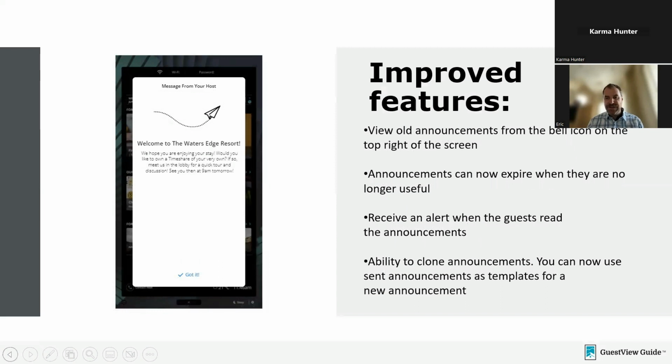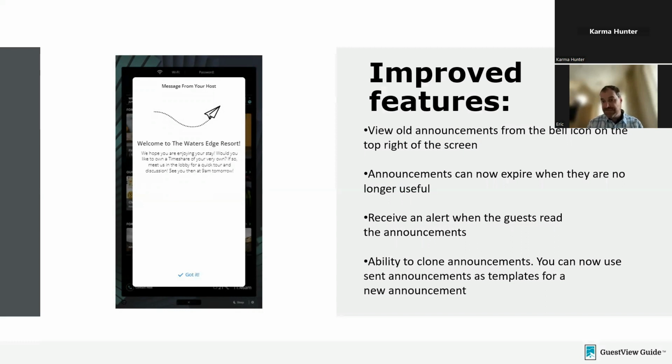This allows you to also view all of your old announcements. So in the past, once the guest had clicked the got it button, the old announcements would just disappear. Now there's a bell icon at the top right corner of the screen for the guest, and they can go through and they can view the old announcements that are there.